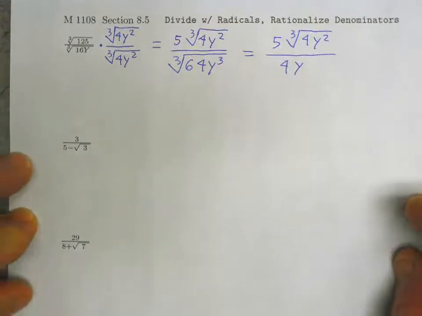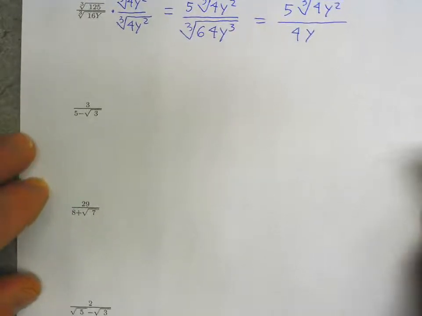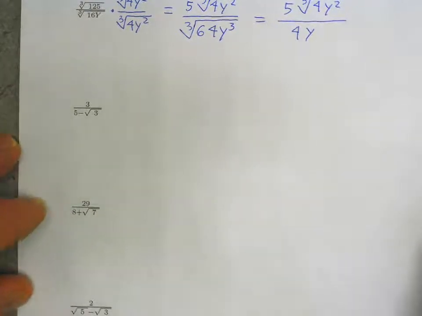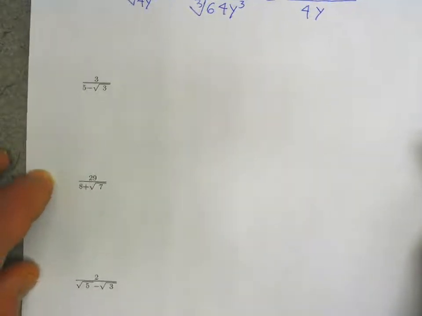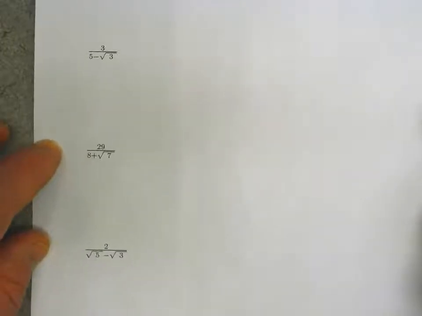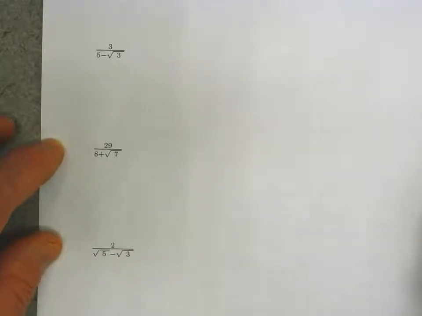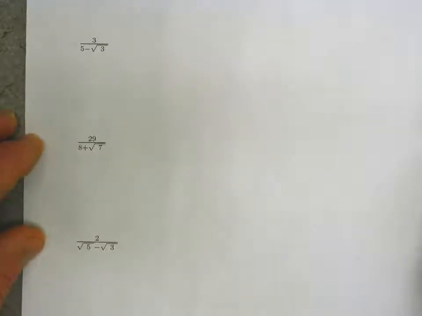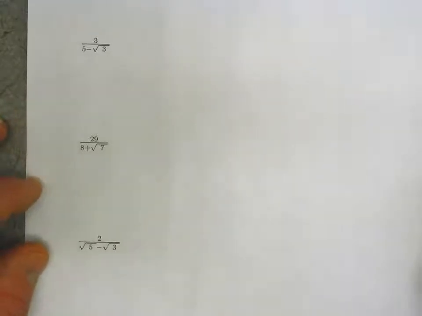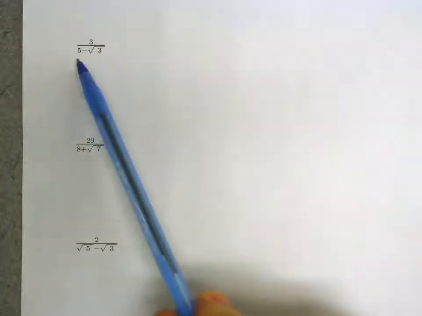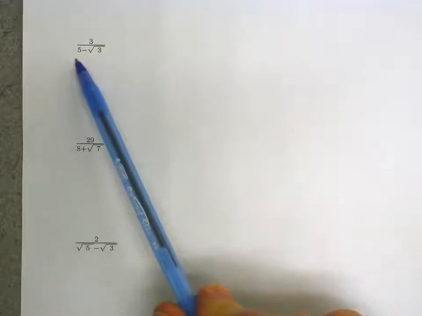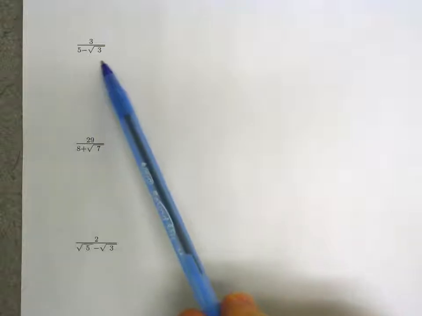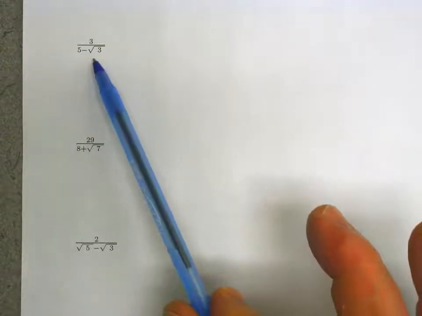Okay, the next several examples also involve multiplying by 1, but these will be a little different than the ones we've done so far. So let's start with this one. 3 divided by 5 minus the square root of 3. Even though the denominator has a rational number in it, 5, 5 minus the square root of 3 is irrational because the square root of 3 is irrational.